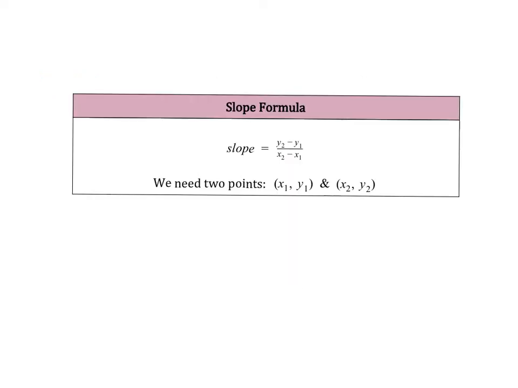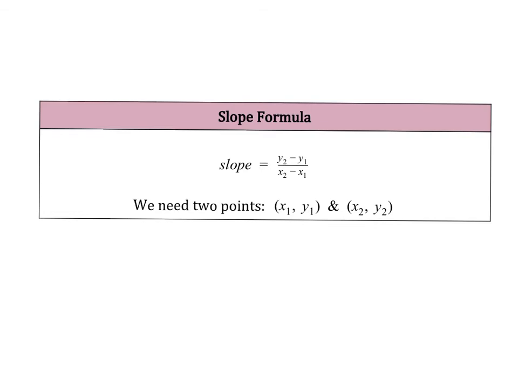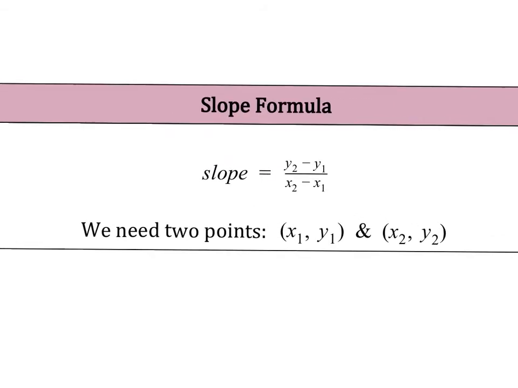All right, so now we're going to talk about how we can find the slope of a line if we don't have a graph. So we can actually find the slope of any straight line by using simply 2 points. So if you have 2 points from your equation, you can find the slope using this slope formula.